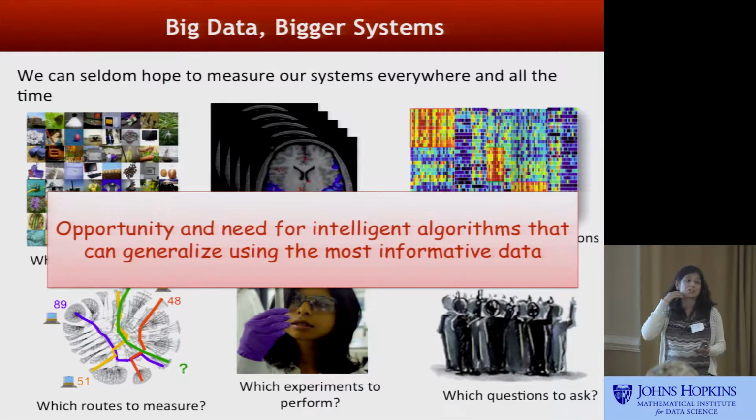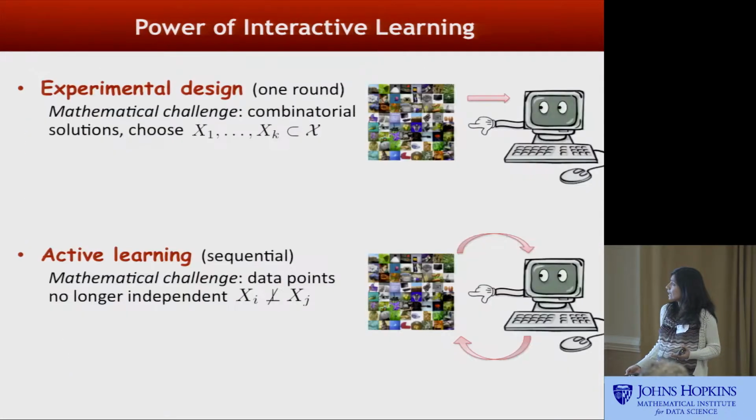And we need to design intelligent algorithms that can generalize using the most informative data. So they can be involved in the process of which data we should choose. Right? So with that, let me present two specific aspects of intelligent interactive algorithms that I'll focus on. One of them is experimental design, which actually has been around for a long time in classical statistics. But I'll mention some of the challenges that come up. In particular, the mathematical challenge that comes up is a combinatorial one.